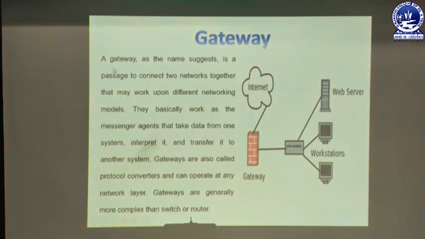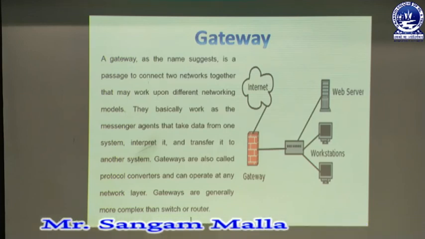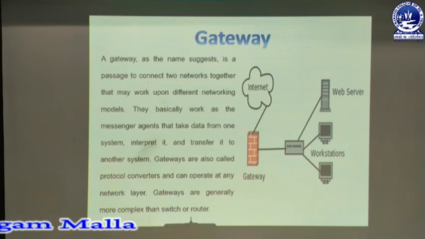Now we will be moving to the next part, that is the gateway. So what do we mean by a gateway? A gateway, as the name suggests, is a passage to connect two networks together that may work upon different networking models. That means a gateway is the passage through which two different networks connect with each other and share their data. They basically work as messenger agents that take data from one system, interpret it and transfer it to another system.